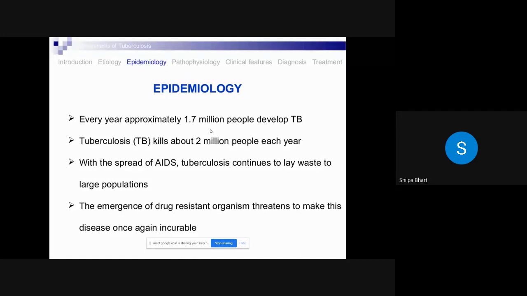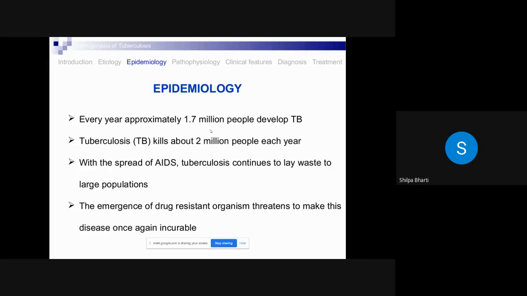So it is one of the diseases which kills about 2 million people each year, which keeps this infection in the category of pandemic as compared to the corona. It is not killing as many people as this disease is killing across the globe. Okay. And also with the spread of AIDS, tuberculosis continues to lay waste to a large population.